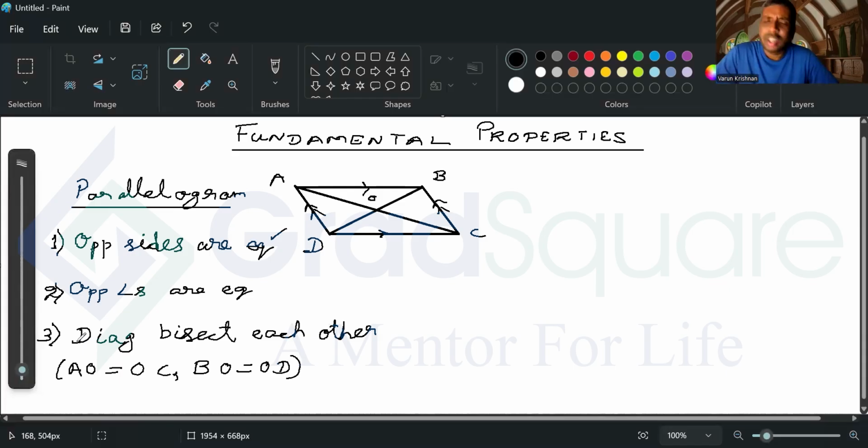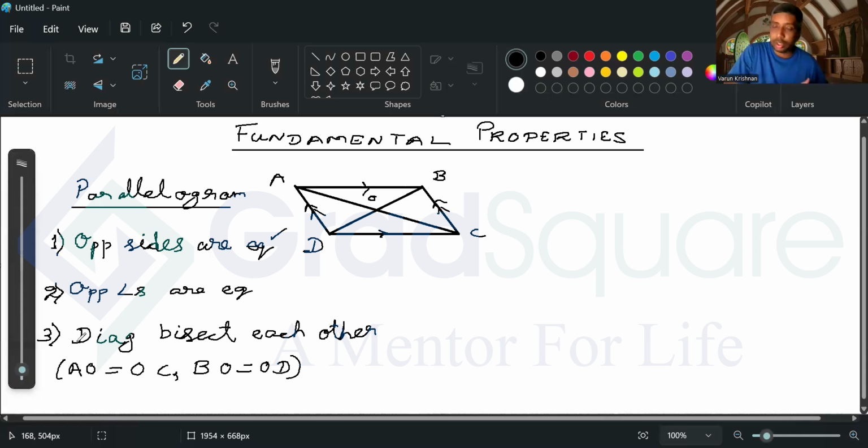Oftentimes students will ask me, sir, the question only tells us that opposite angles are equal. It does not tell us that both pairs of opposite sides are parallel. And that's why we cannot conclude that it is a parallelogram. So I replied to them that that's not how fundamental properties work. Opposite angles are equal is a fundamental property. So if opposite angles are equal, it means that the given quadrilateral is a parallelogram, nothing else.